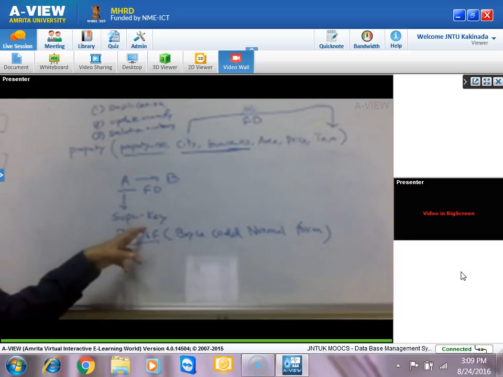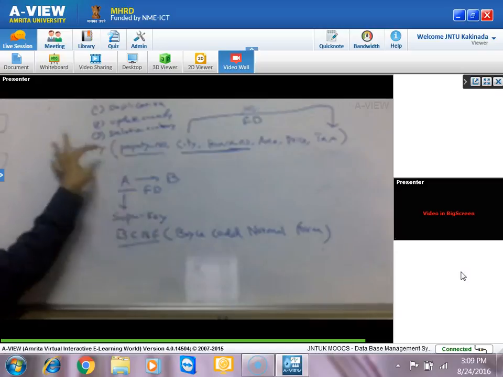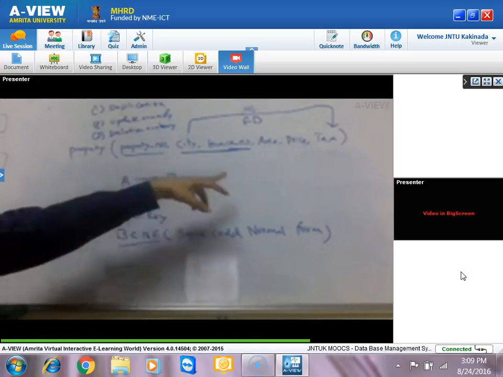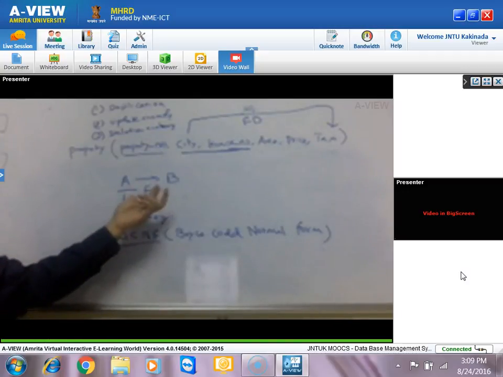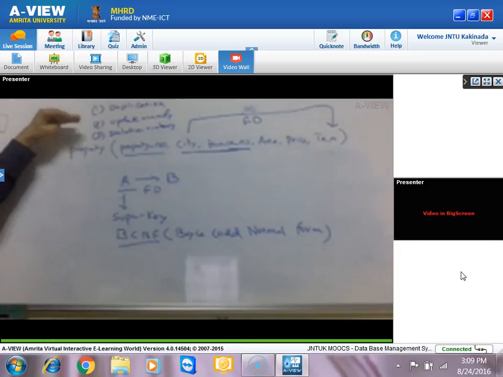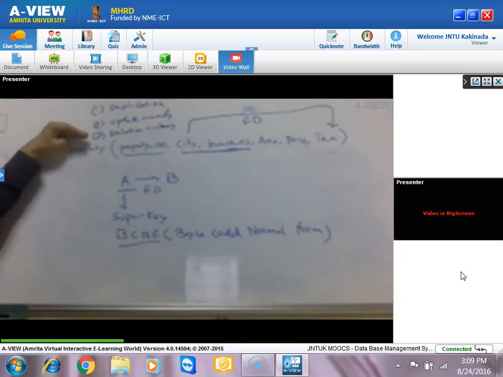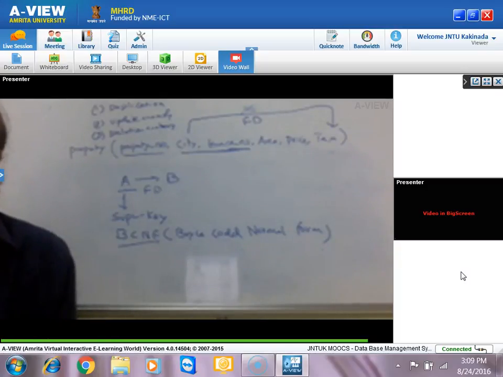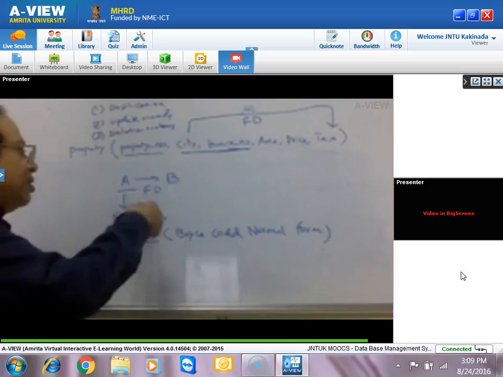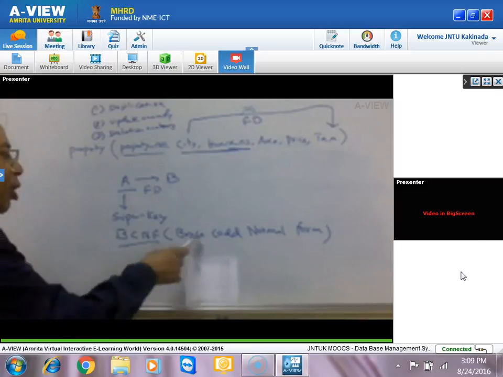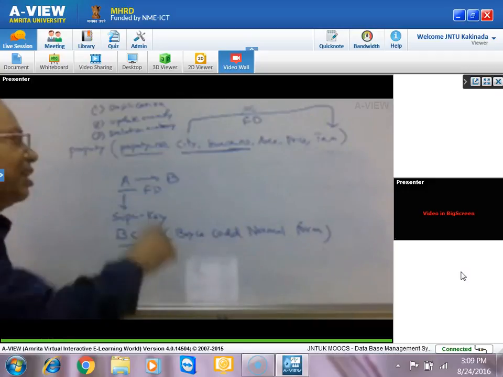The minute this constraint is satisfied, it becomes a super key for the relationship. We are guaranteed that this will not be repeated. The fact contained in this FD will not be duplicated, will not have an update anomaly or deletion issue. So what is BCNF? Every functional dependency in the relationship should have its left side be a super key. This is what we call the Boyce-Codd normal form.